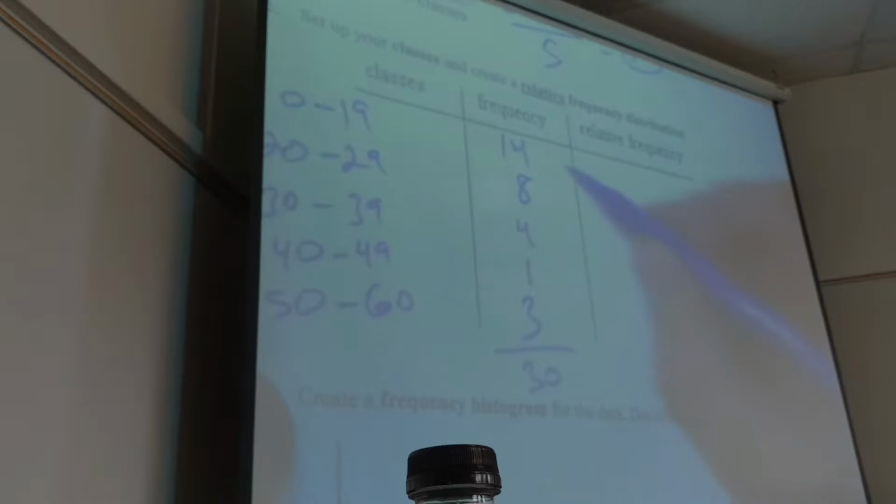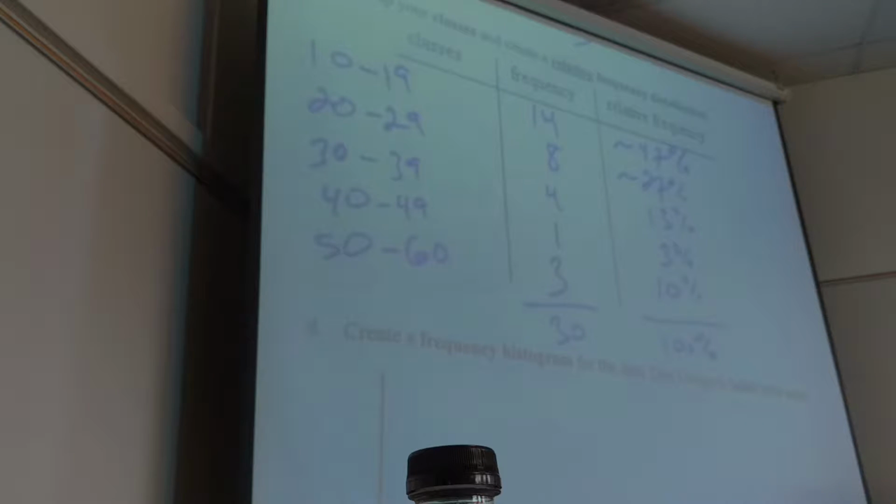Now relative frequency, 14 out of 30 is about 47. Keep going for me. 8 is 27, roughly. 4 would be 13. 3 is 10. That was the only exception: 3 out of 30 is exactly 10%. The rest of them I had to approximate a little bit. So when you add these up, it looks like it's going to still be 100. Is that right? Yep.